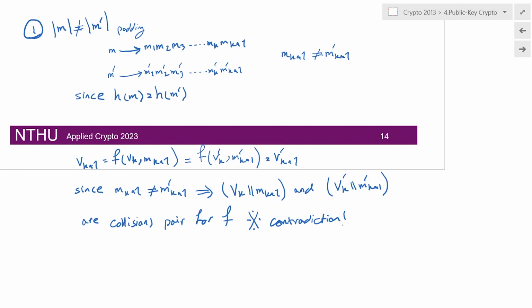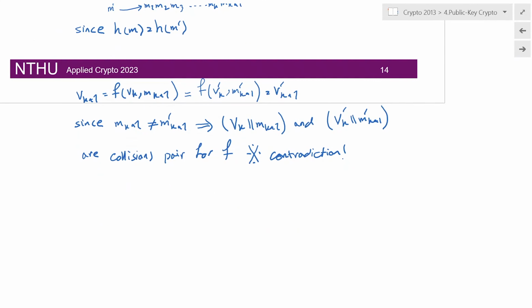And that is a contradiction, because we said that f is collision resistant by assumption, but what we showed is that after using f to construct a hash function, when we find a collision in our hash function, that means there is a collision in our f function, and that contradicts our assumption that f is a collision resistant hash function. So therefore, h, the hash function that we build from f, cannot have a collision, by contradiction.